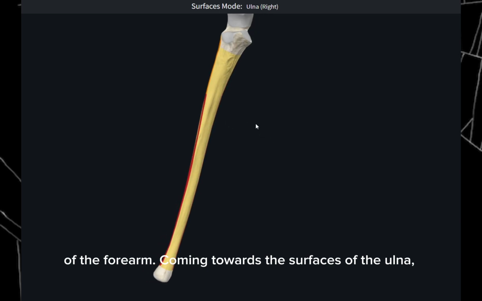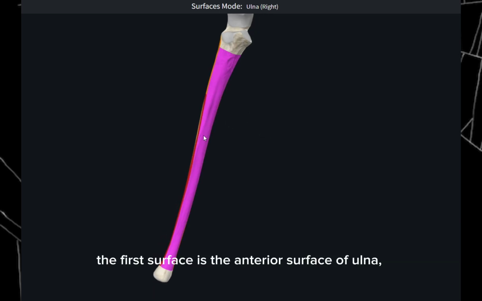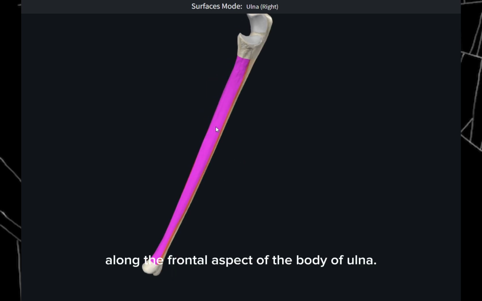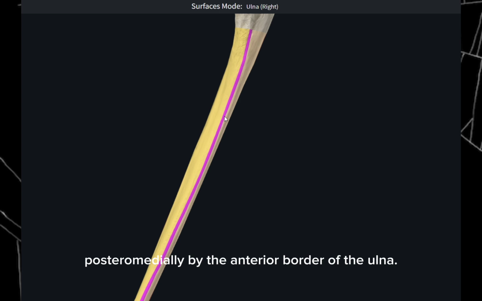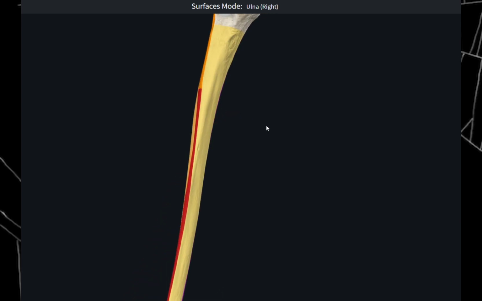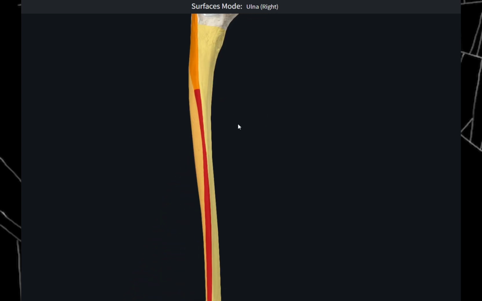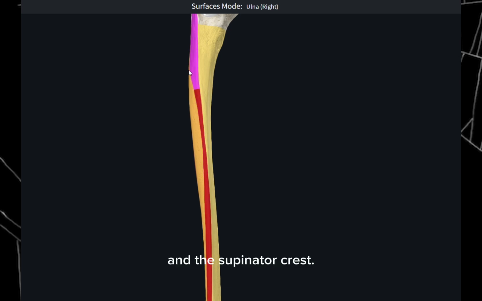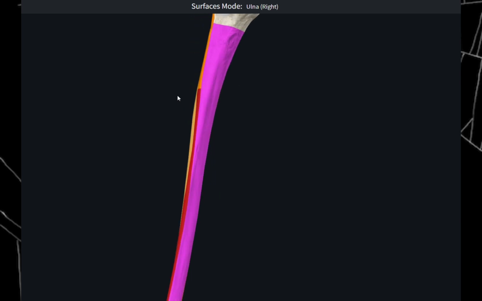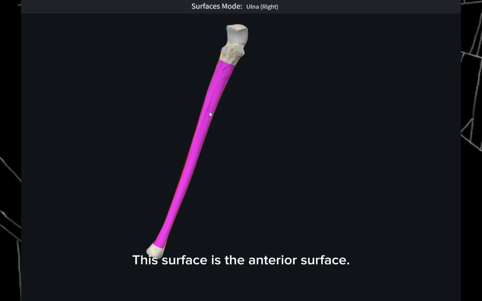Coming towards the surfaces of the ulna, the first surface is the anterior surface of ulna, which is located along the frontal aspect of the body of ulna. It is bounded posterior-medially by the anterior border of the ulna. Laterally, it is bounded by the interosseous border of the ulna and the supinator crest. This surface is the anterior surface.